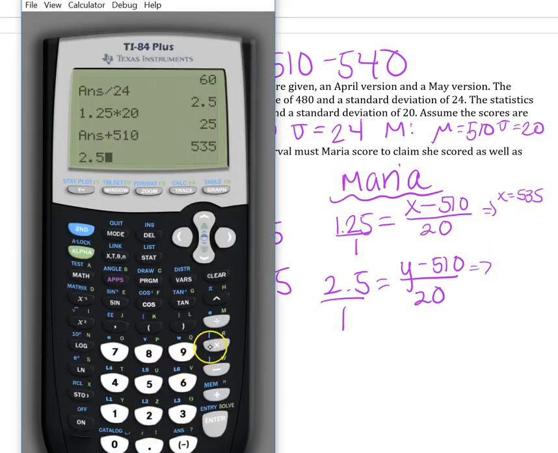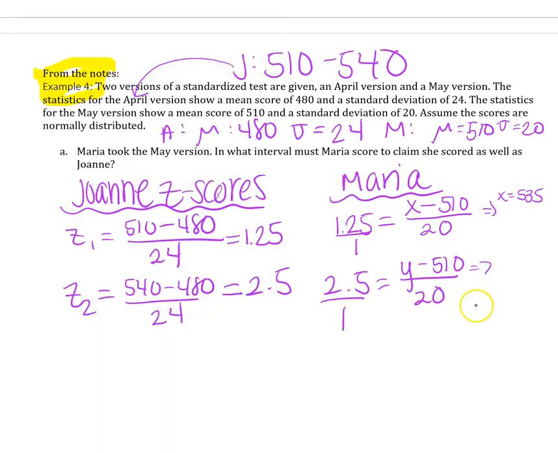And then 2.5 times 20 by cross multiplying, add over the 510. Obviously you'd show your work here, but I'm just doing it in the calculator and then writing it for you. So 560. Okay, so this means that Maria needs to score between a 535 and a 560 on her SAT to claim that she did equally as well as Joanne, because she then technically scored the same number of standard deviations above the mean on her test that Joanne did.